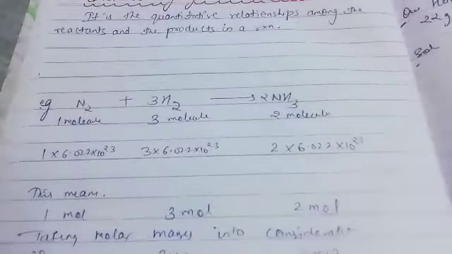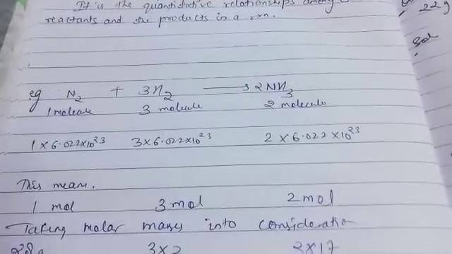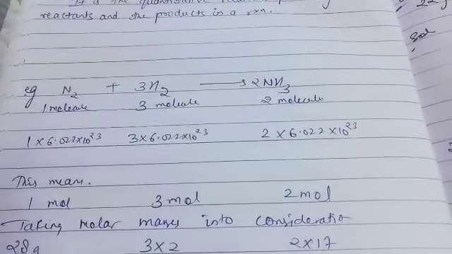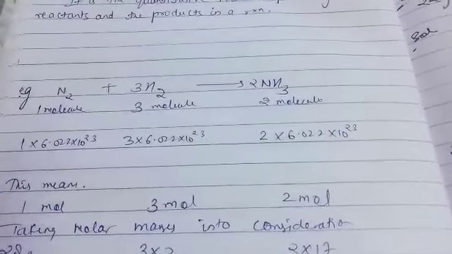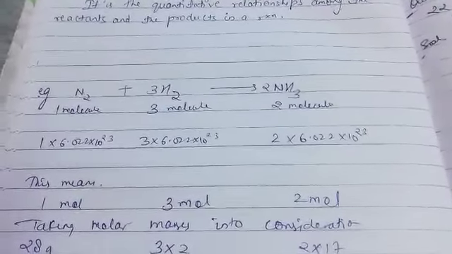So it means directly you can say, in any reaction, whenever a reaction is given, you have to balance it, and you have to check how many moles are reacting with each other to form a product, because their ratios are required. That is the meaning of quantitative relationship among reactants and product.